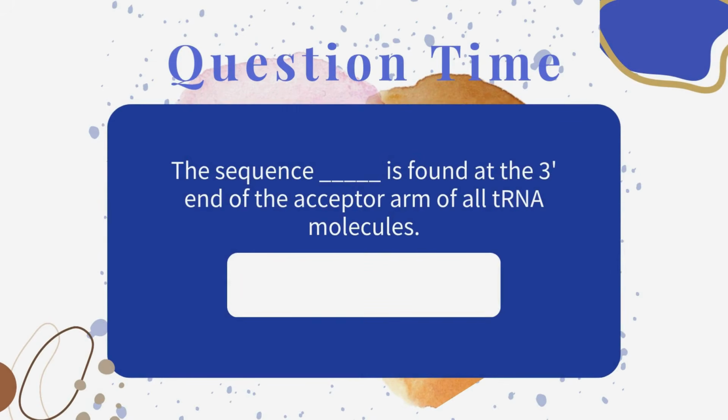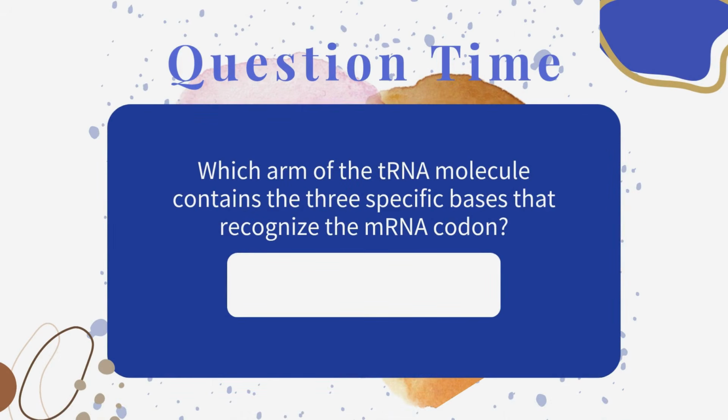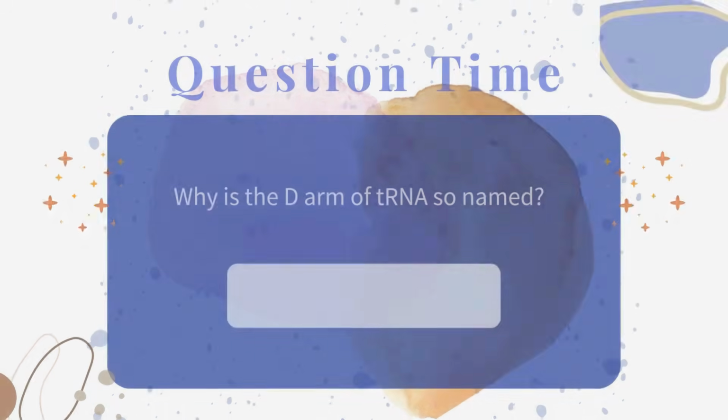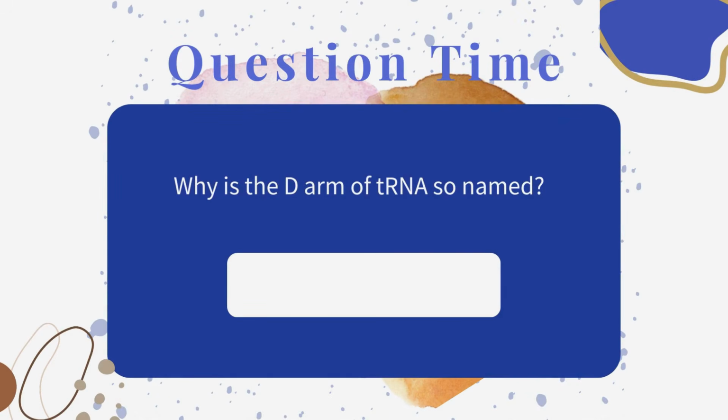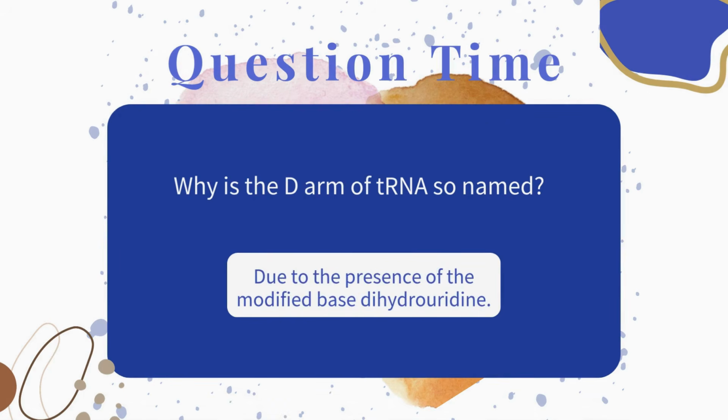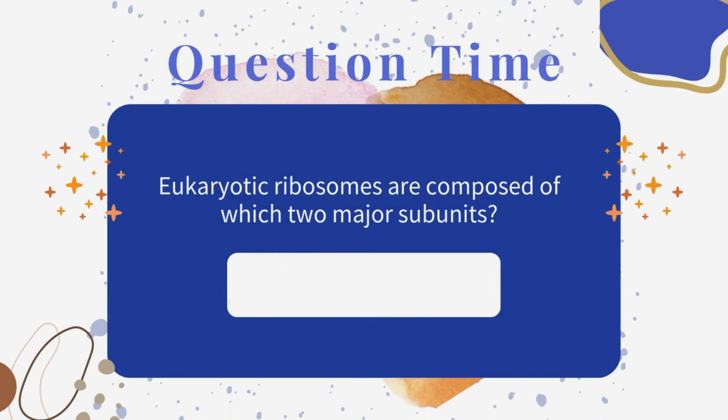The sequence found at the 3' end of the acceptor arm of all tRNA molecules. CCA. Which arm of the tRNA molecule contains the 3 specific bases that recognize the mRNA codon? The anticodon arm. Why is the D arm of tRNA so named? Because of the presence of the modified dihydrouridine base.